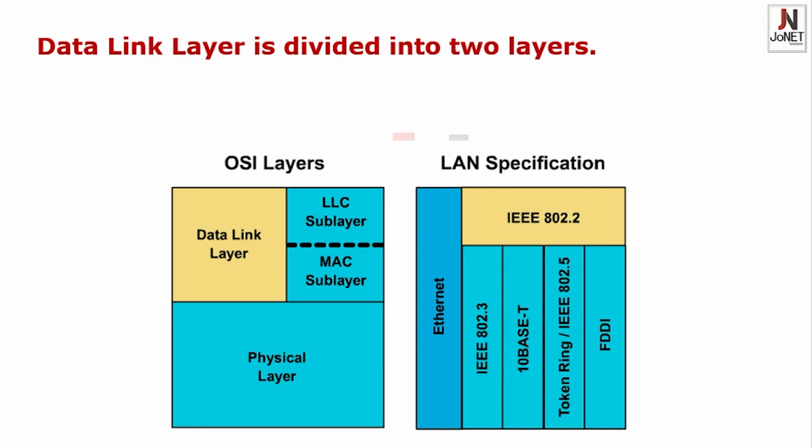Data link layer is divided into two layers. One is LLC, Logical Link Control, which communicates or interacts with layer 3, the network layer. The MAC address is a sub-layer of the data link layer which communicates with our physical layer. It is represented in 802.3 in IEEE format, Institute of Electrical and Electronics Engineers.